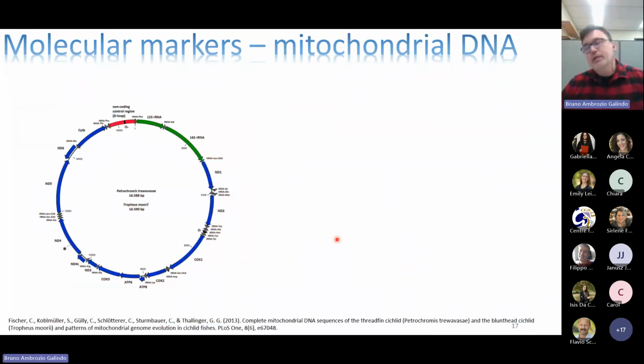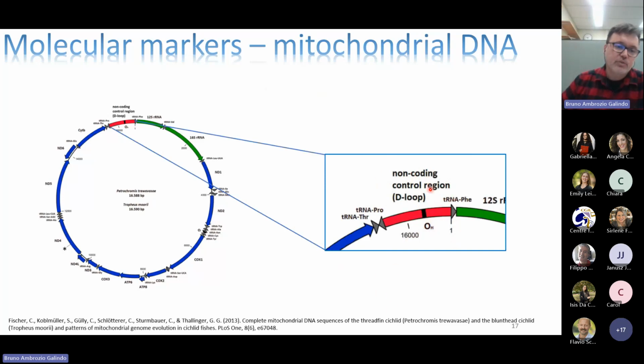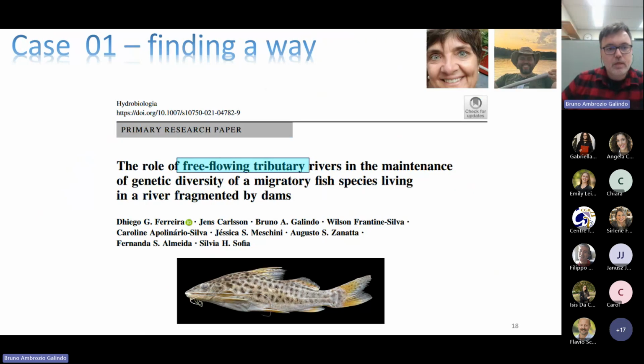The other molecular marker we used in our project is from mitochondrial DNA and is called D-loop. D-loop is a non-coding portion of the control region of the mitochondrial DNA. So it has a different kind of inheritance and a different rate of evolution. So now I'm going to present you the first case.